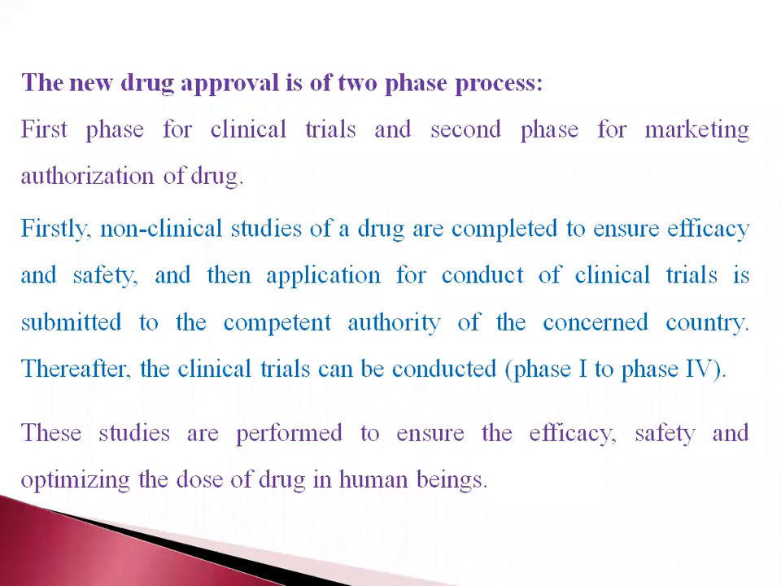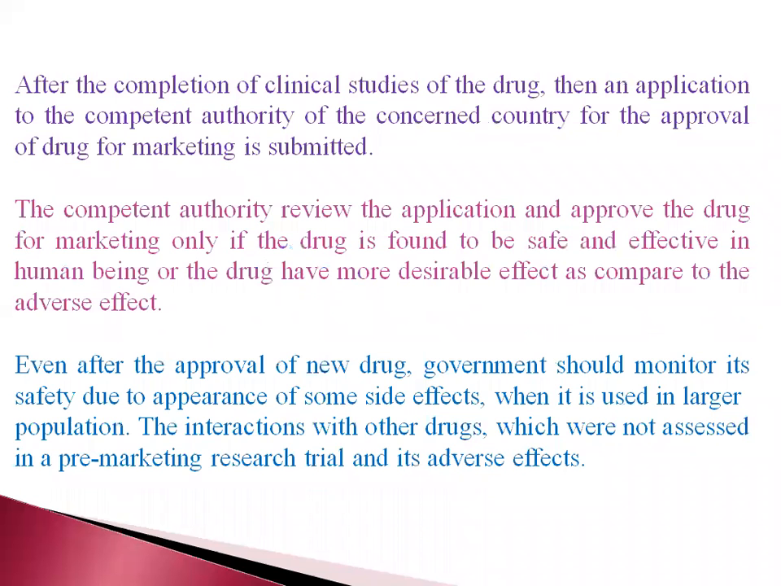The clinical trial application is submitted to the competent authority of the concerned country. Thereafter, the clinical trial can be conducted from phase 1 to phase 4. So we have different phases in clinical trials, phase 1, 2, 3, 4. We have differences in volunteers, which we will discuss in detail in this part. The studies are performed to ensure efficacy, safety, and optimizing drug dose in human beings. So that is the first part. In the phase 1 trial, generally we go for efficacy, safety, and dose optimization.